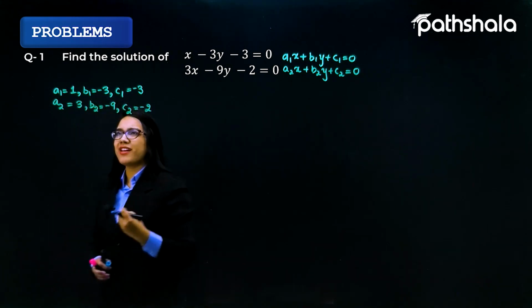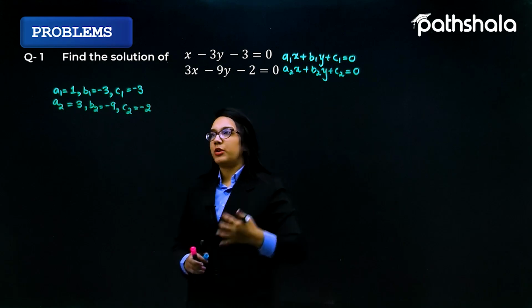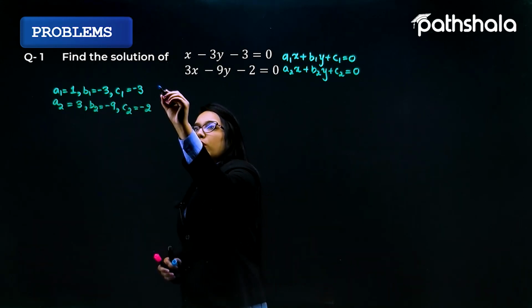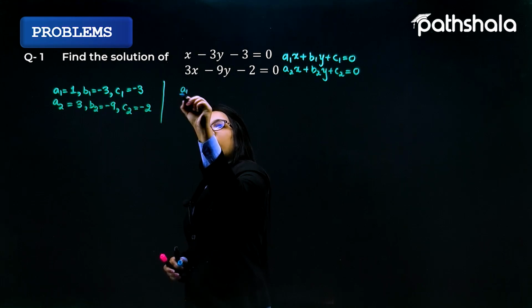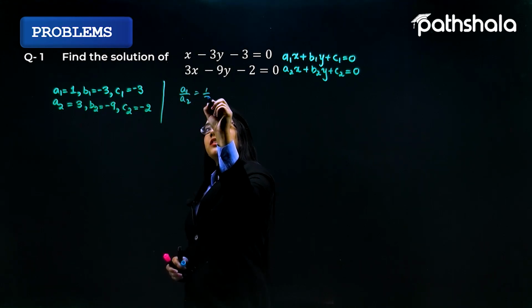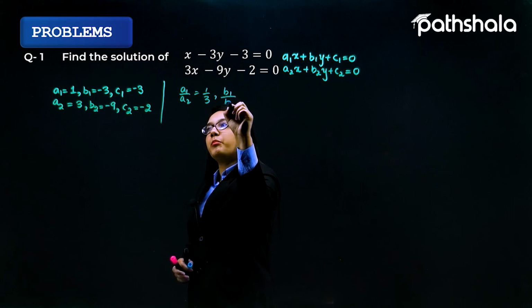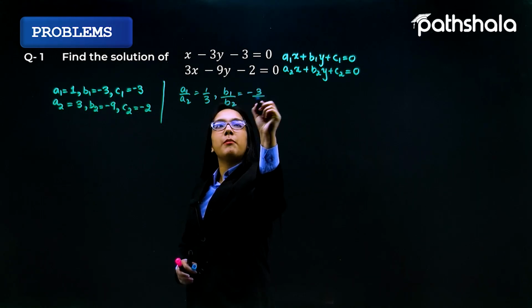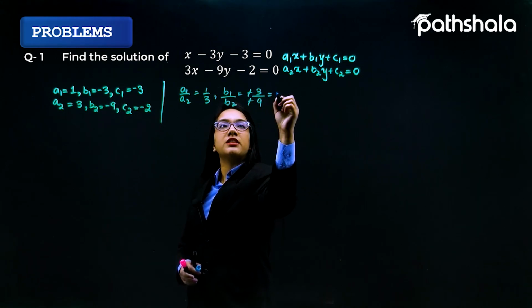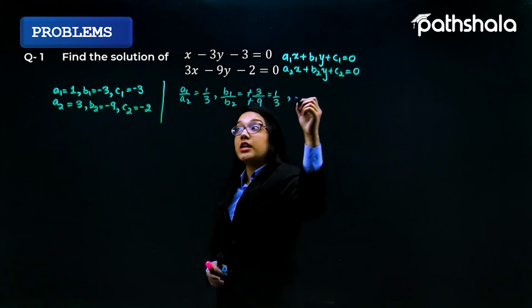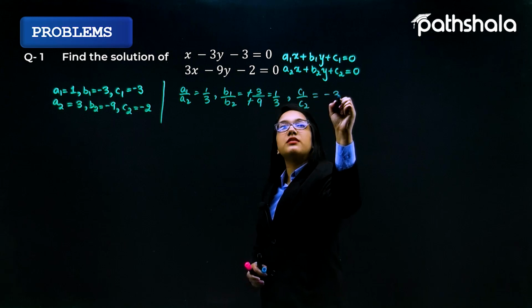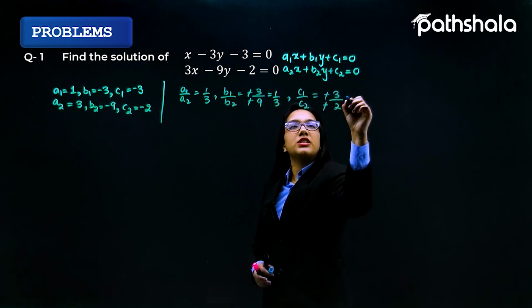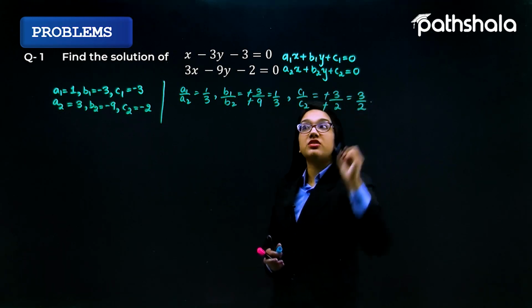So if I compare the ratios of a1, a2, b1, b2, c1, c2, what is the value that I'm getting? Let us just compare a1, a2. a1 by a2 would be 1 by 3. b1 by b2 is minus 3 by minus 9. Negative, negative get cancelled, so this is 1 by 3. Similarly, c1 by c2 is minus 3 by minus 2. These negatives get cancelled with each other, so this is 3 by 2.